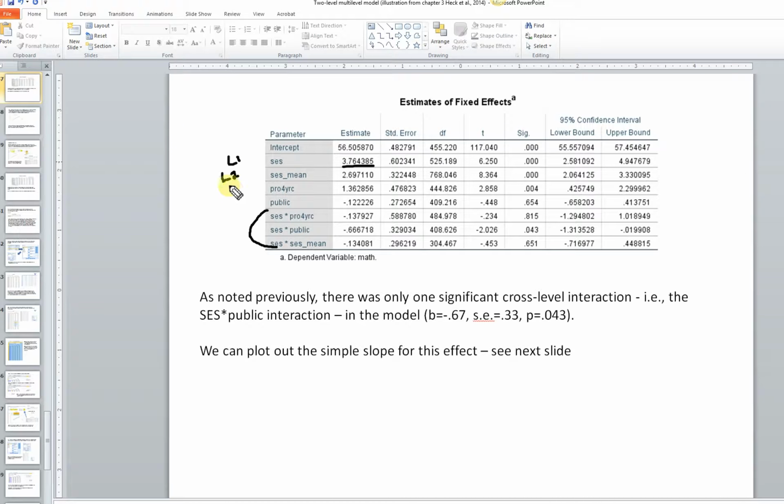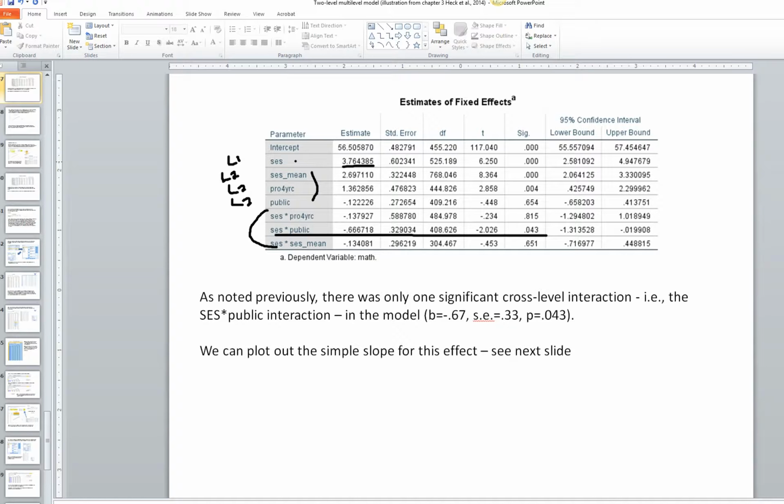We also have another level 2 predictor, which was the proportion of students within a school intending to go to a four-year college. And then we also had another level 2 predictor, which was called public. It was coded 0 for private school, 1 for public school. And then we tested cross-level interactions between each of these level 2 predictor variables and the level 1 predictor variable. And what we found was that only one of those interactions was statistically significant. That was the interaction between the public variable and SES.